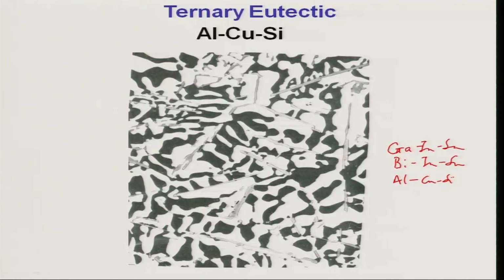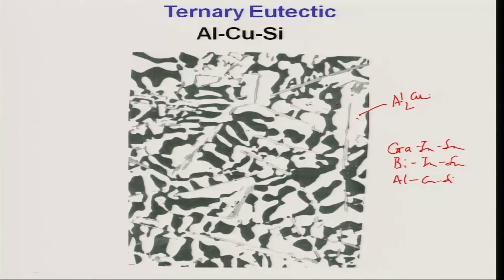Obviously, there will be 3 phases. You see here there are 3 phases here. Aluminum is white. I will tell you why also. Aluminum is black. Then silicon is needles. These are the needles of silicon, and this is Al2Cu. This one is Al2Cu. This is a backscatter image.